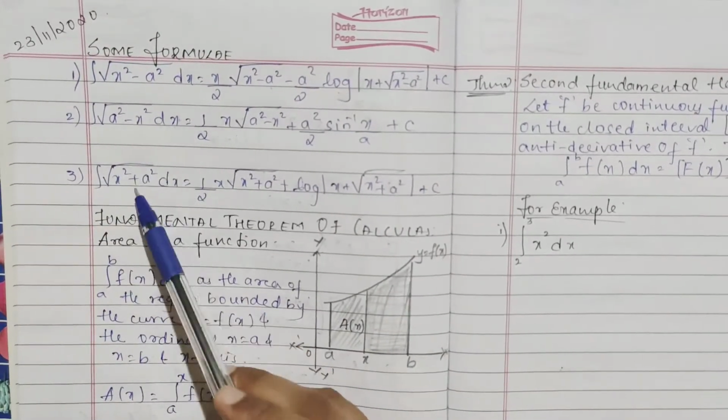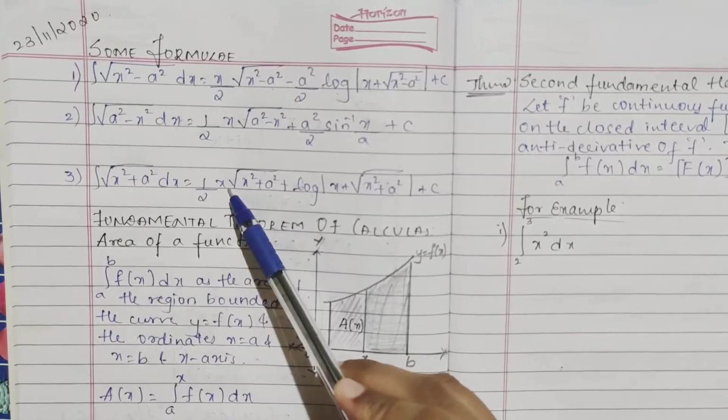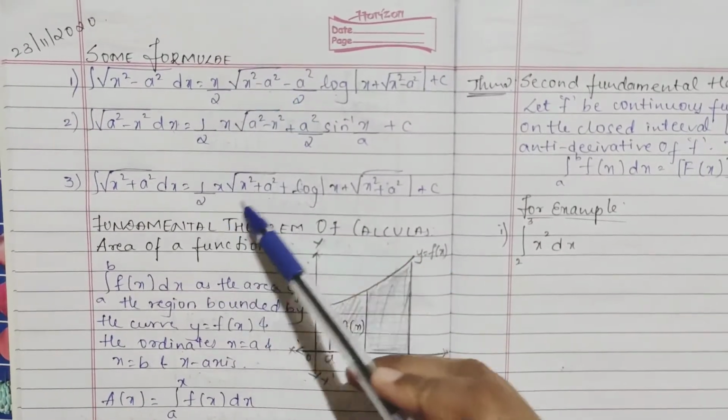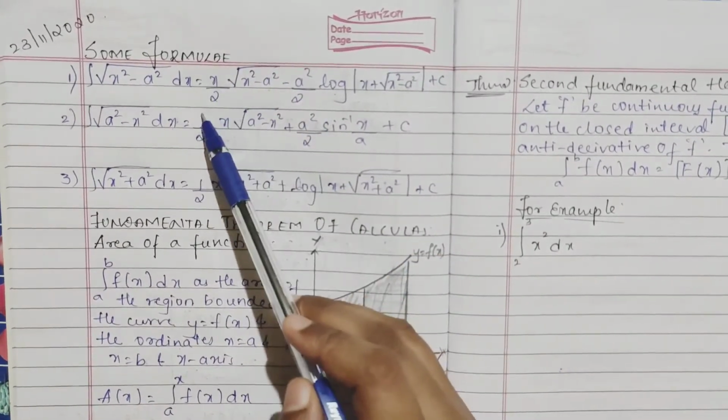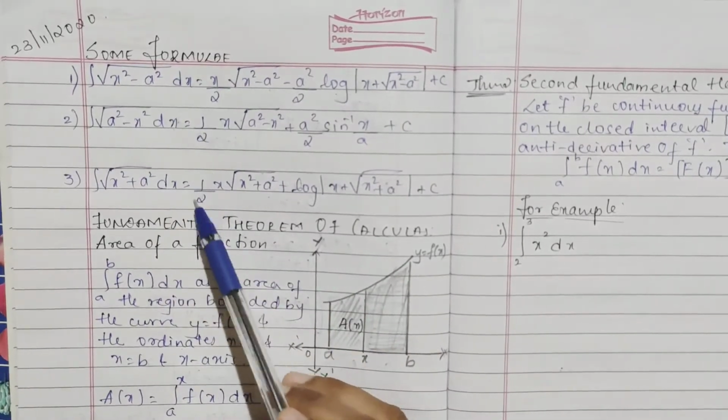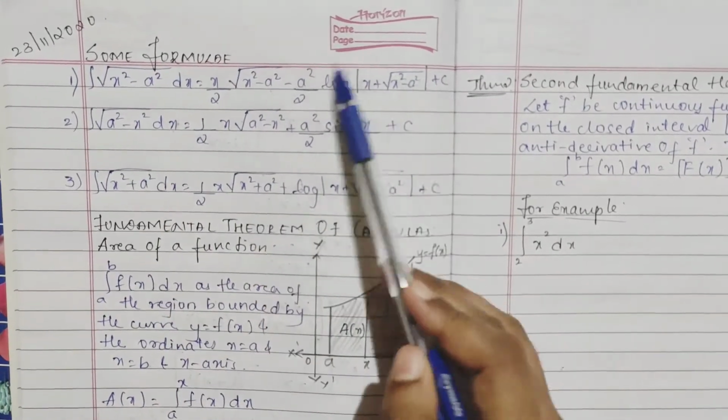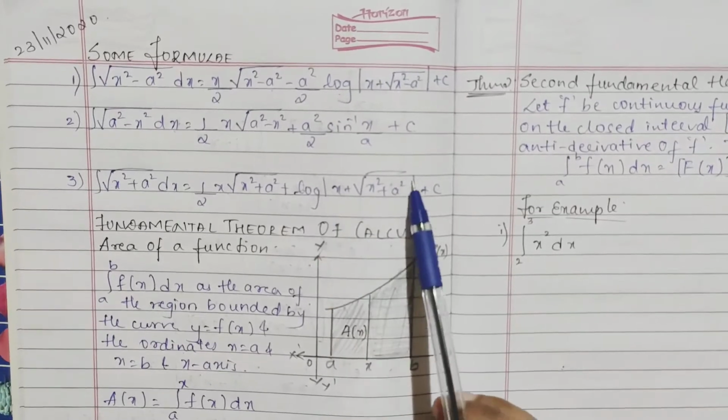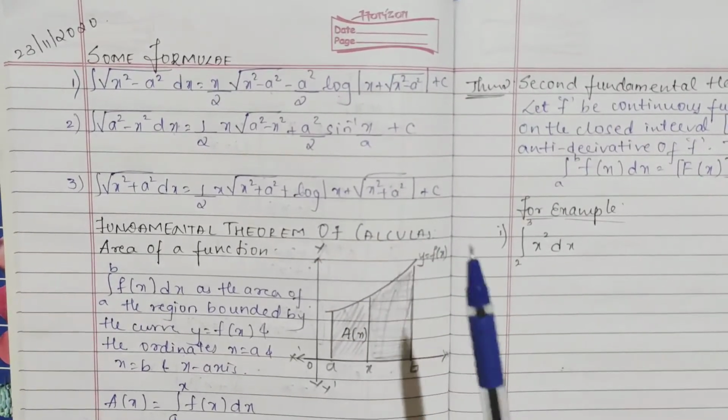Integration root of x square plus a square will be the same. This part is the same for all, just x by 2 and so on. Here also x by 2 root of x square plus a square, here only it changes, plus a square by 2 log modulus x plus root of x square plus a square plus c.